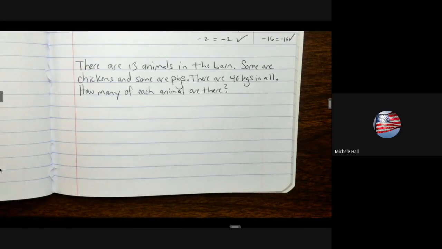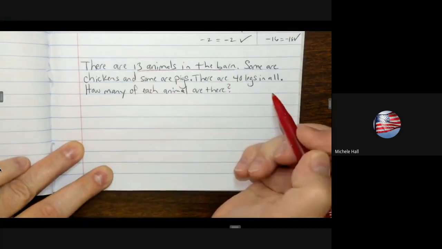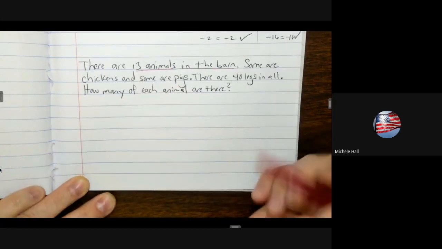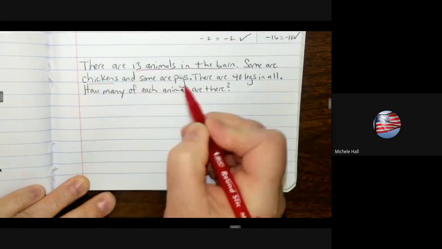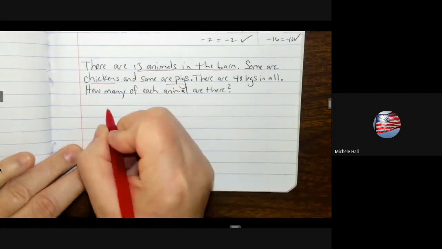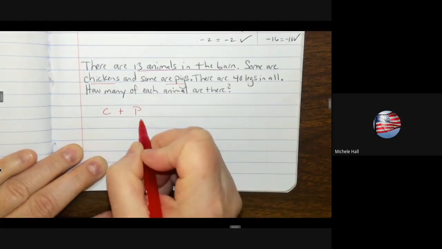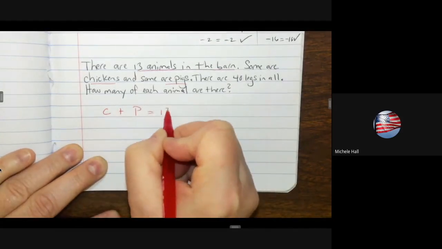There are 13 animals in a barn. Some are chickens, some are pigs. There are 40 legs in all. How many of each animal are there? We have 13 animals in the barn. Some are chickens, some are pigs. So you could say C plus P, chickens plus pigs equals 13.